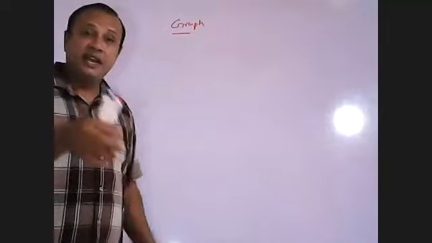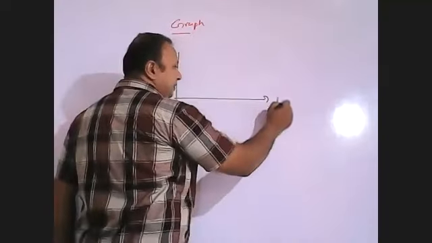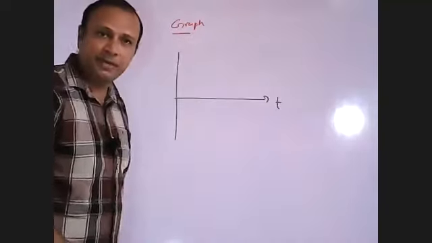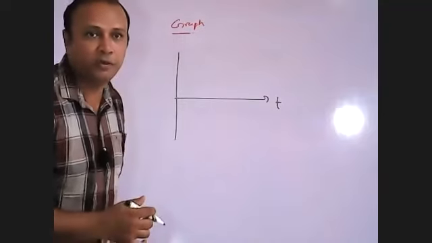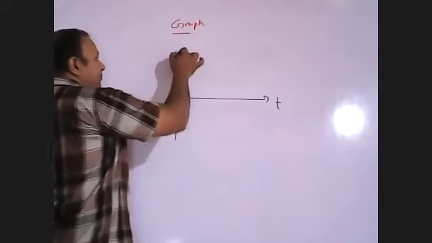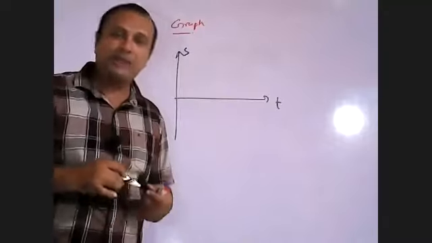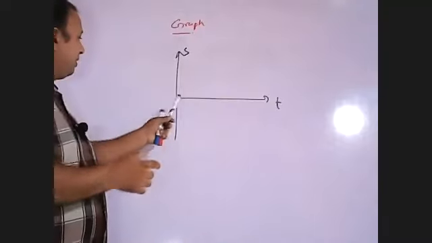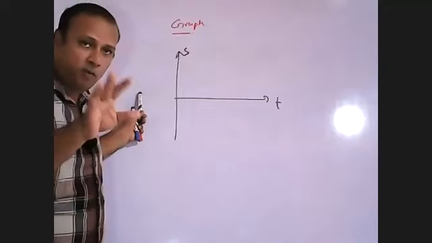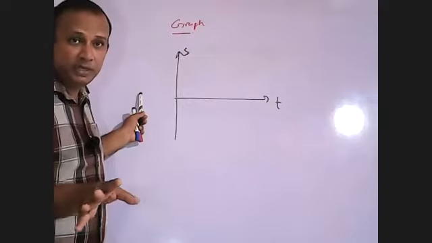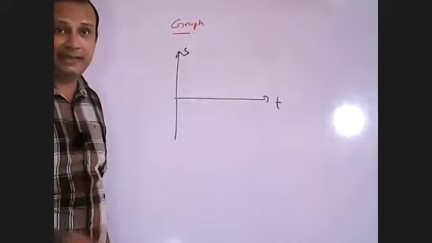If it is a motion graph, the x-axis is always time. Okay, thank you. If it is a motion graph, the x-axis is always time. Therefore, there is no negative side of the x-axis because time cannot be negative.